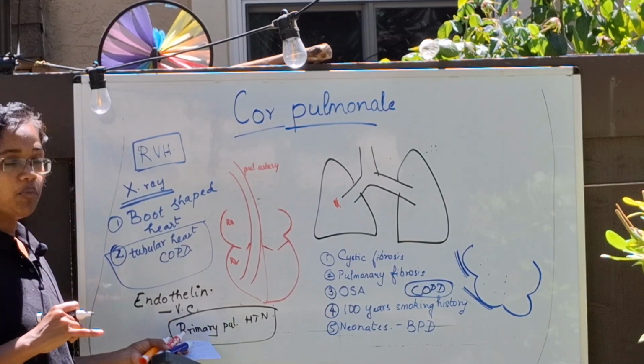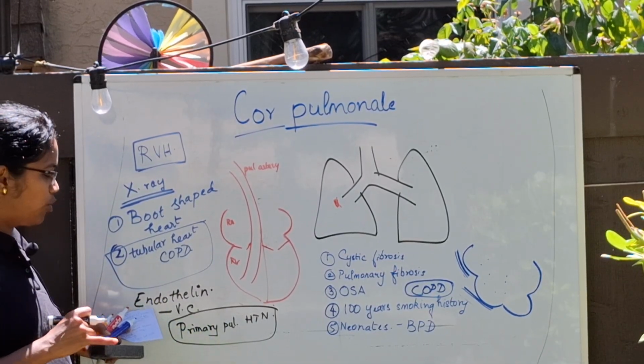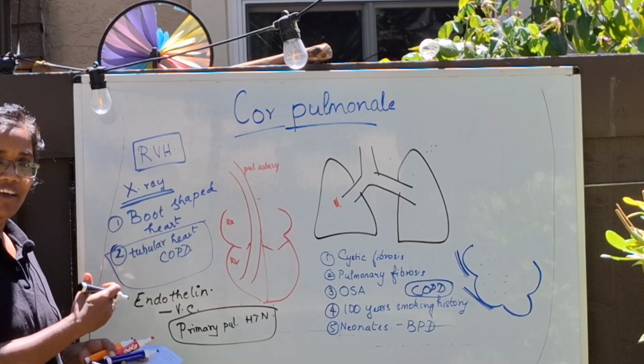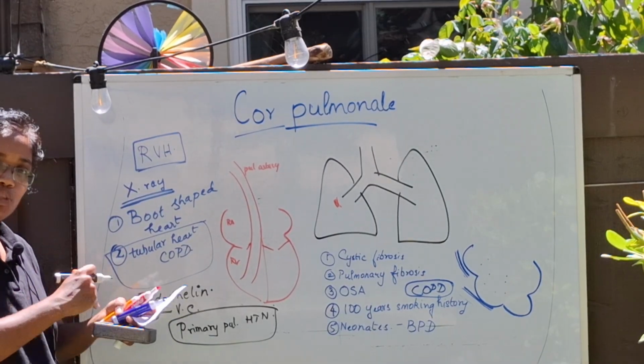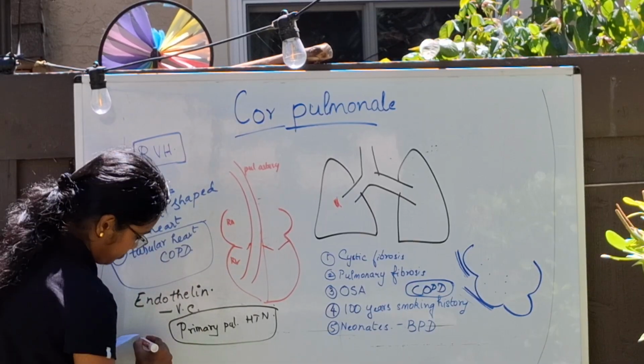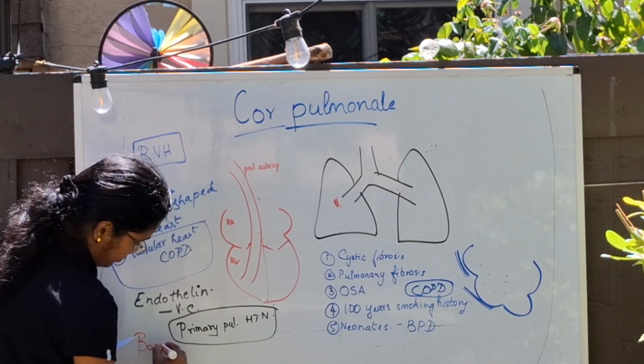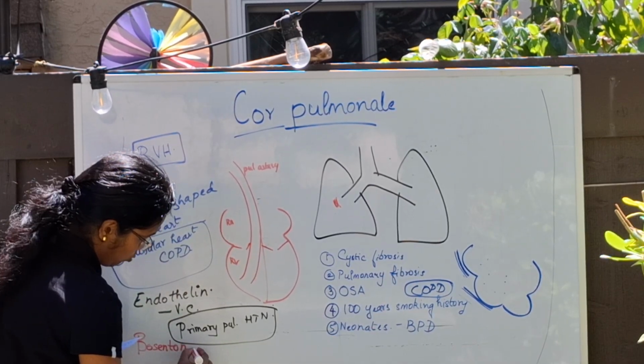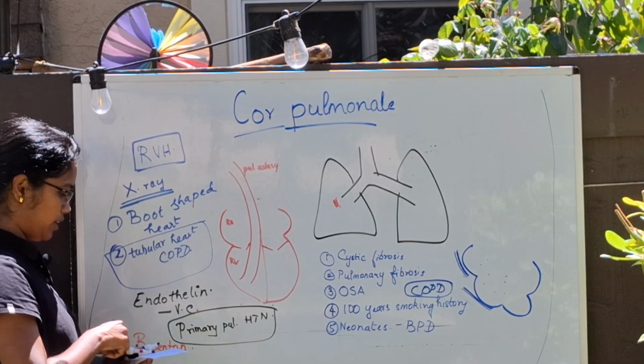So what is the treatment in primary pulmonary hypertension? We have to combat this endothelin. We need to have a drug which will antagonize endothelin. That drug is Bosentan. So Bosentan is an antagonist of endothelin.